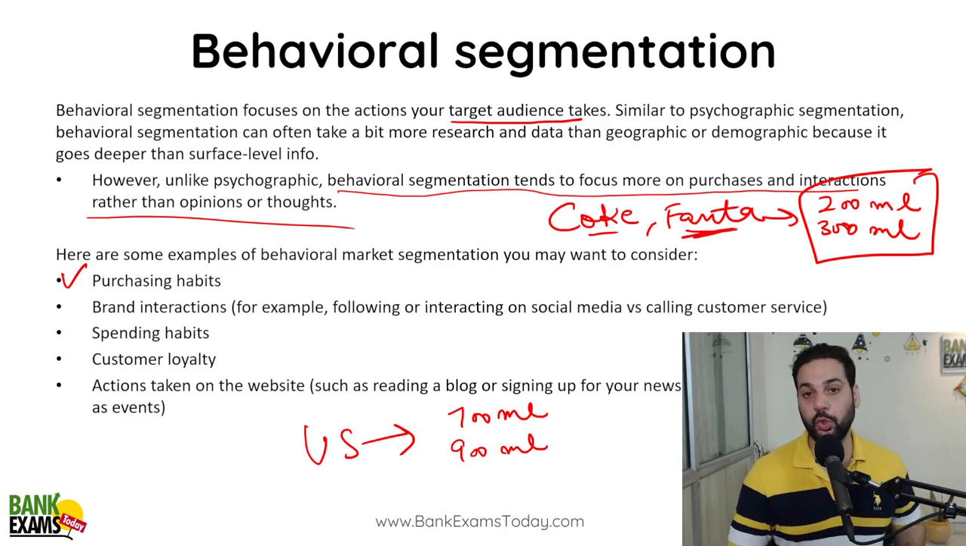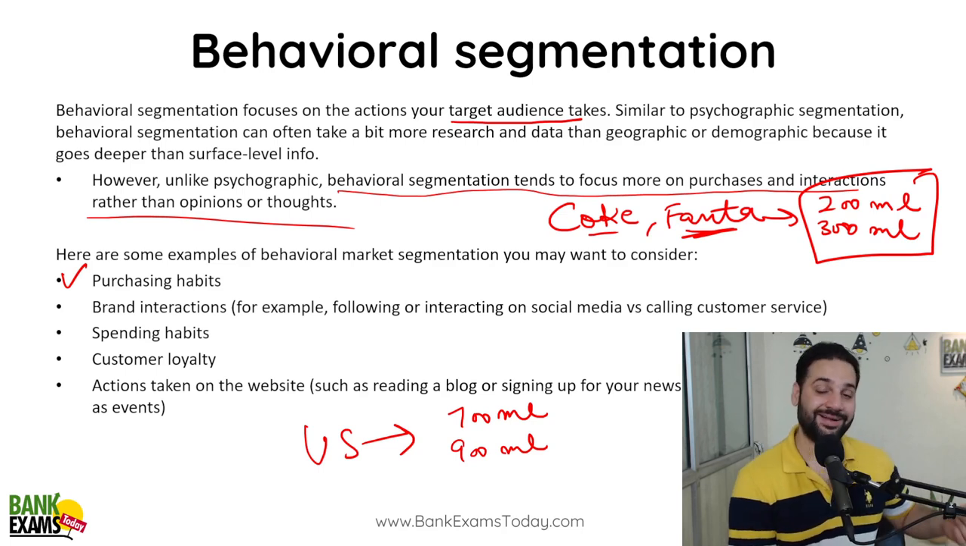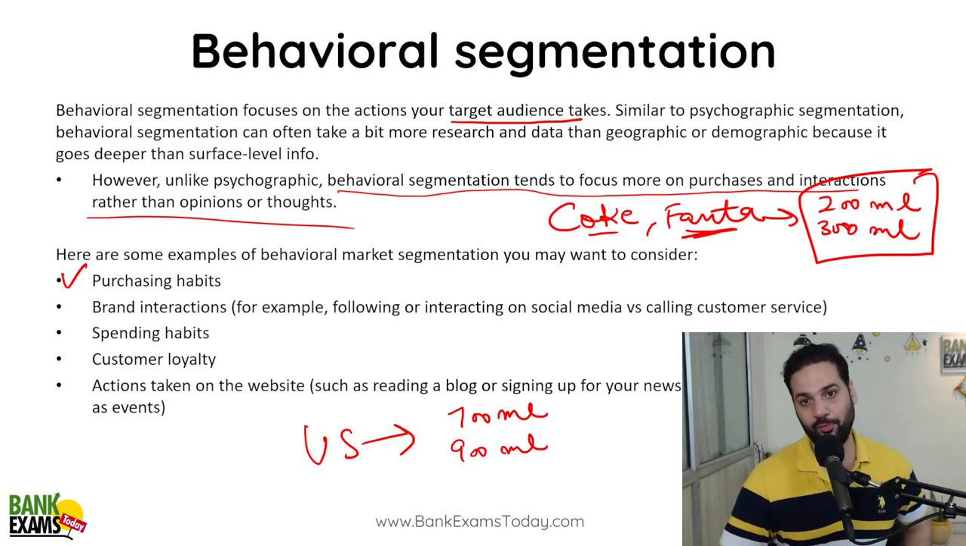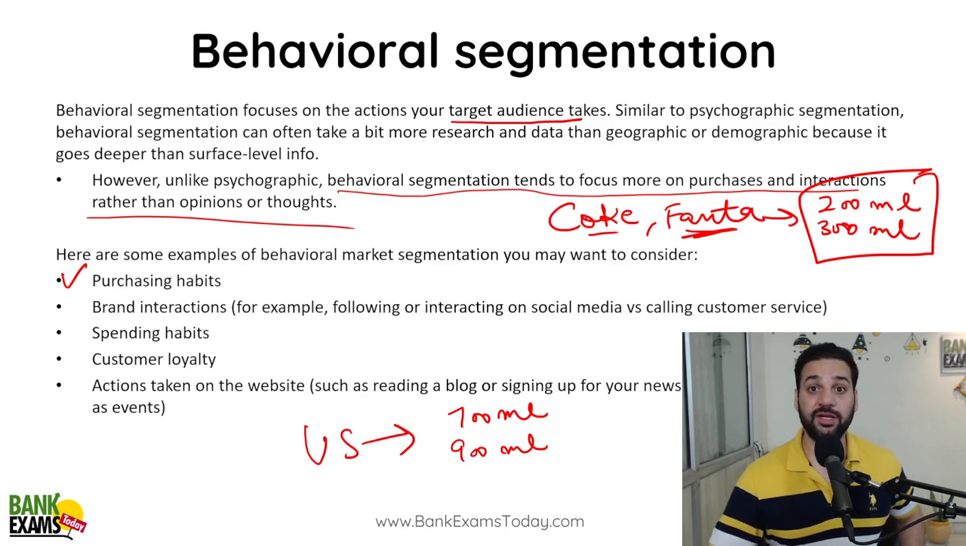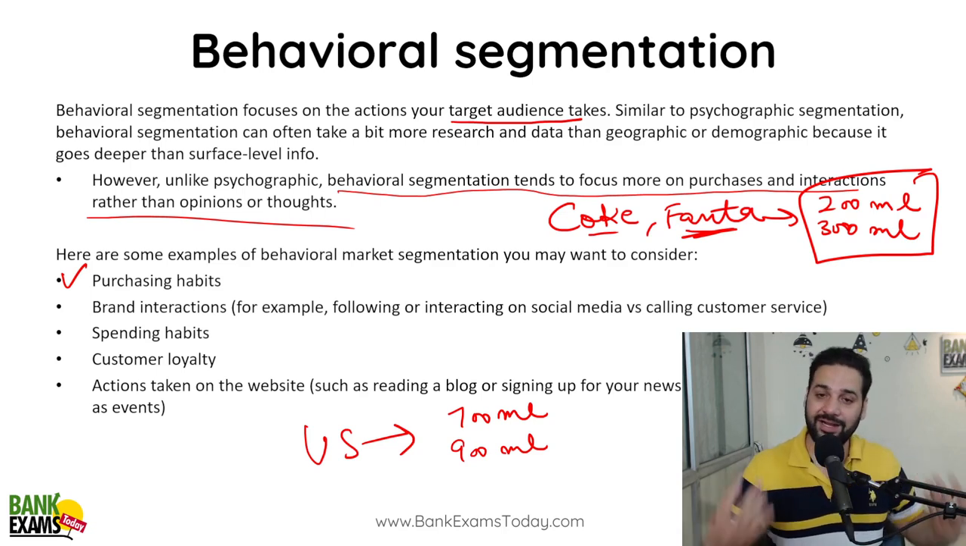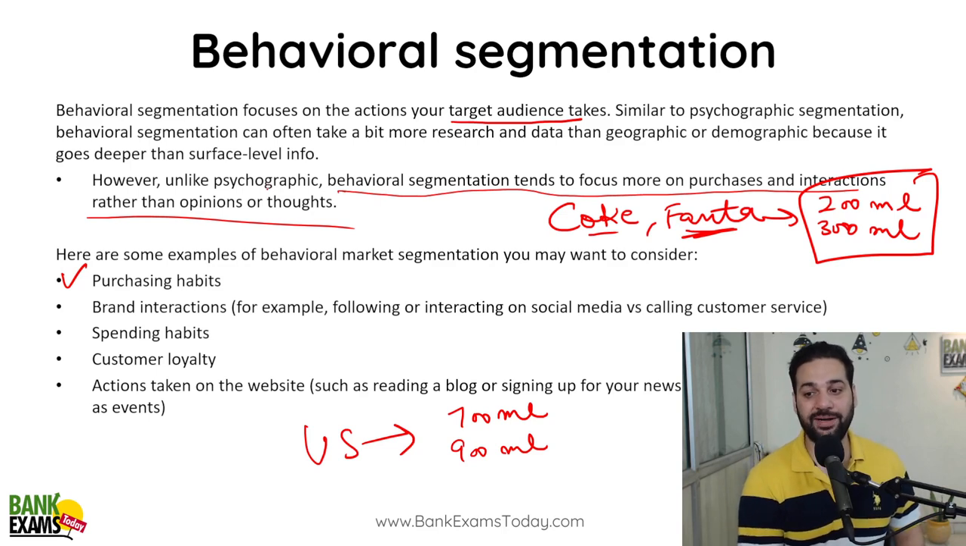What kind of milk do you drink? If you are drinking buffalo milk, 4.5% fat, that is your behavior. If somebody is drinking 6% fat milk, that is their behavior. If somebody is not drinking cow milk, and that person is drinking almond milk or oat milk, which is actually very common abroad, right? That is the behavior. That is a purchasing habit. How much quantity, what kind of products you have used in the past, that is your purchasing habit.